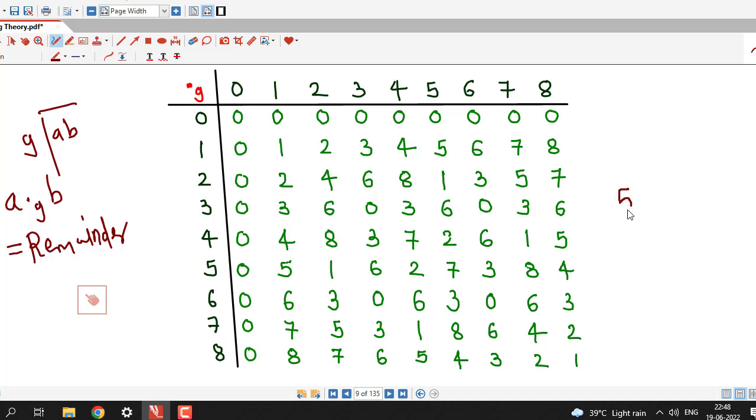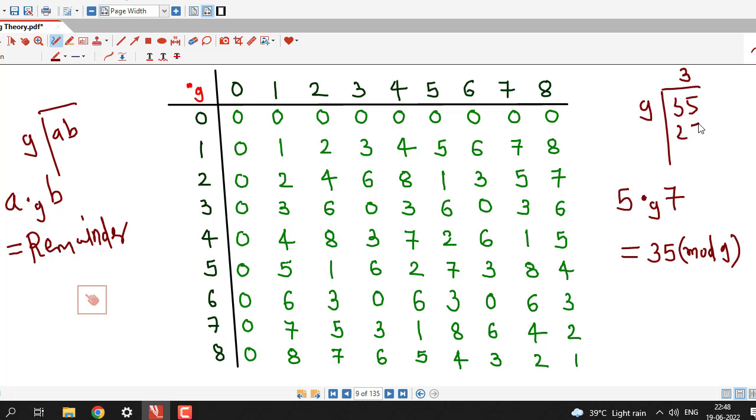For example, if I am interested in the multiplication of 5 and 7, then I have to find out the remainder when 35 is divided by 9. So 35 divided by 9, and 9 into 4 is 36, so I have to write 9 into 3, 27, and I obtain 8. So we can see 5 into 7 is 8. So in this way I have prepared this table using this definition.